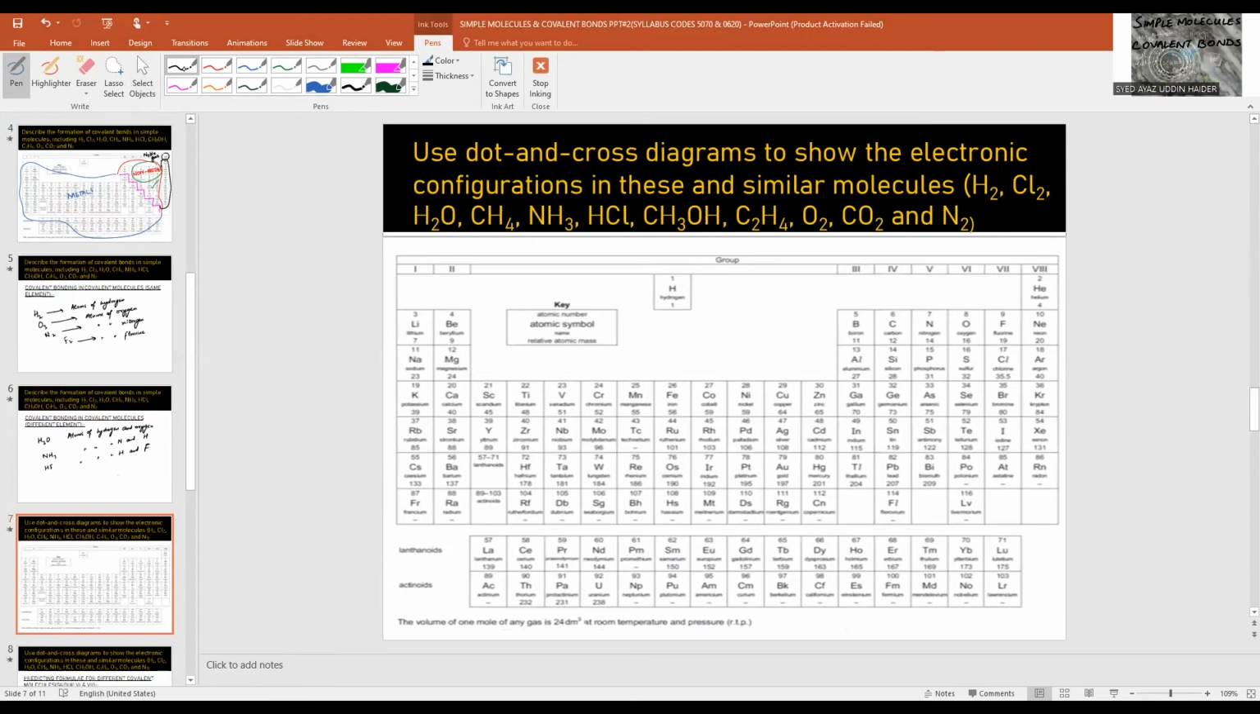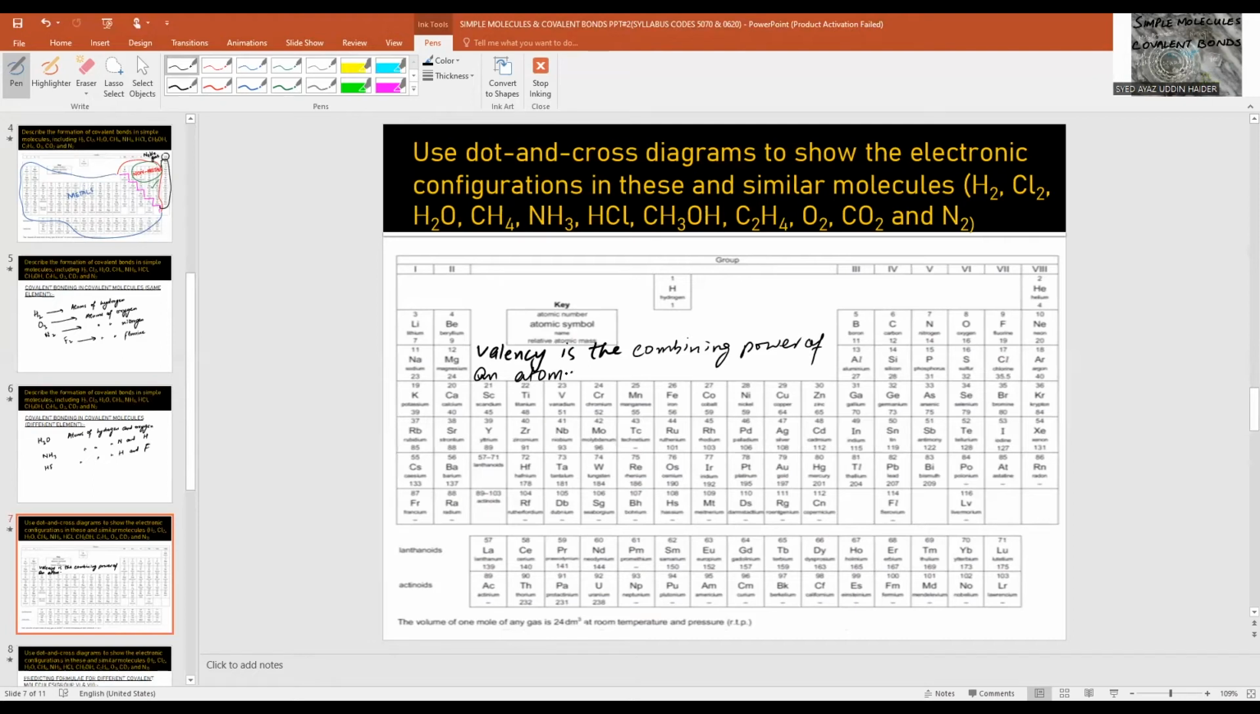Now, before proceeding, I want to recall the concept of valency. It's very important to know the concept of valency because this will help you in predicting the chemical formula between atoms of different elements. Valency is the combining power of an atom. It helps in predicting the formula.